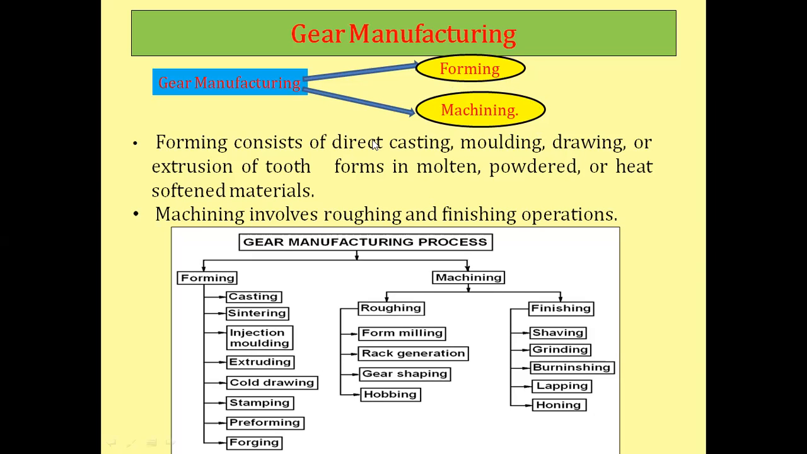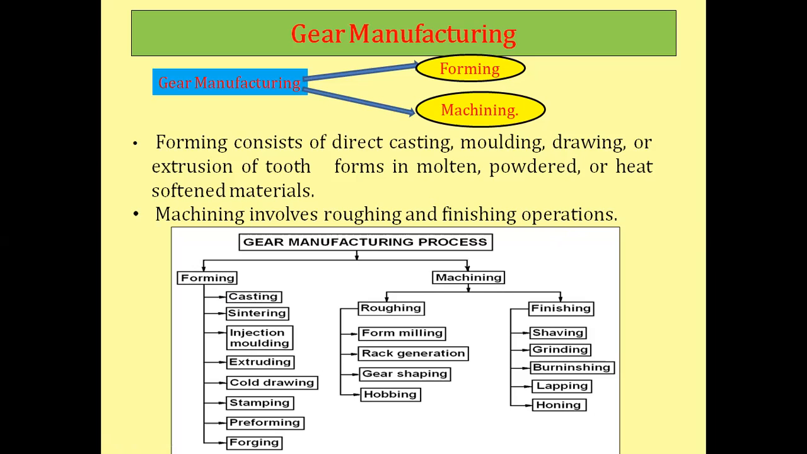Forming consists of direct casting, molding, drawing, or extrusion of tool form in molten, powdered, or heat-softened materials. The machining involves roughing and finishing operations. As the chart of the gear manufacturing process is in front of you, all the processes are classified into two main categories. One is forming and another is machining. Again, the forming is classified into different types of processes.